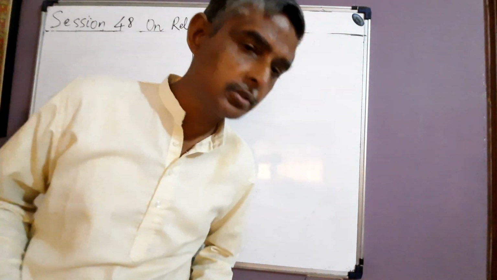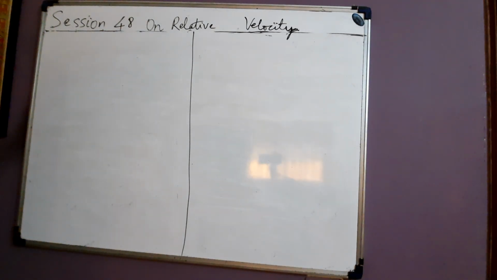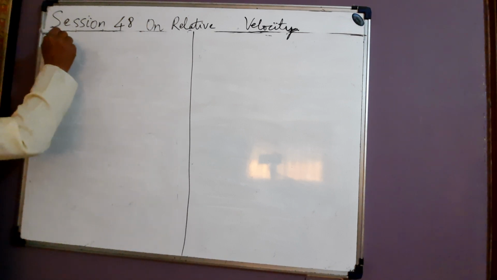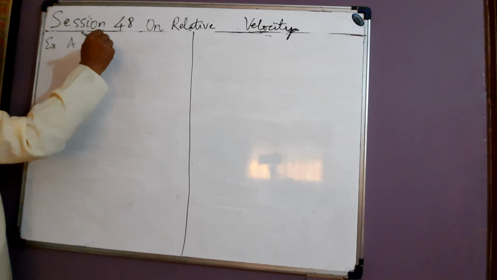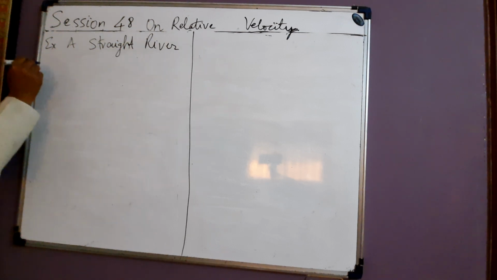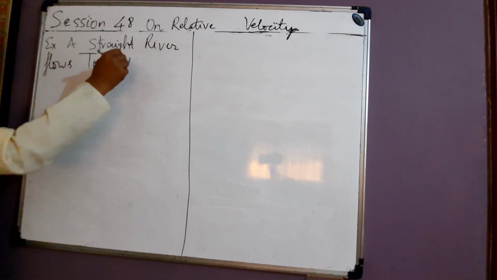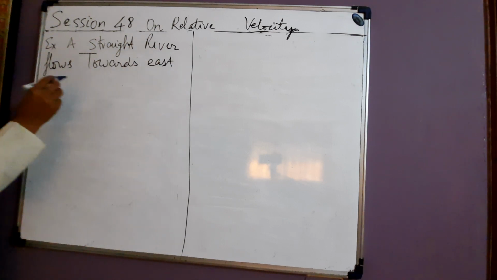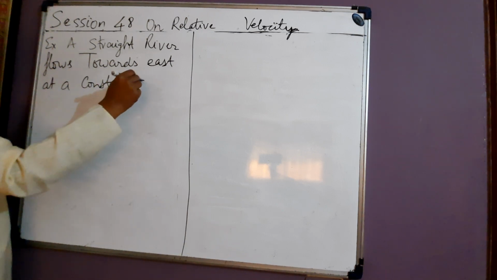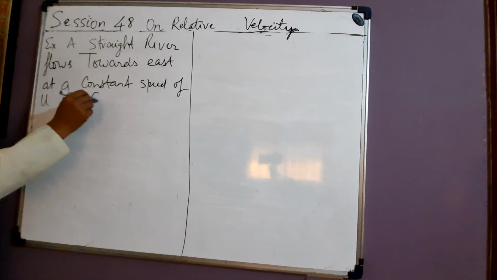Now I'll take up another problem on relative velocity for the river man problem. Okay, fine. See, the next problem is this. A straight river flows towards east at a speed of u with respect to ground.